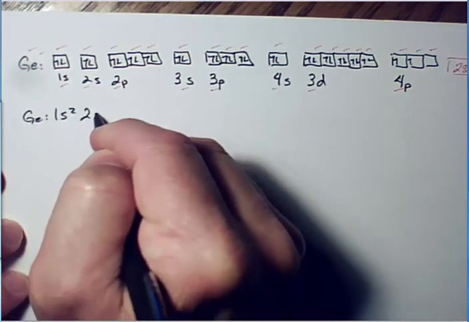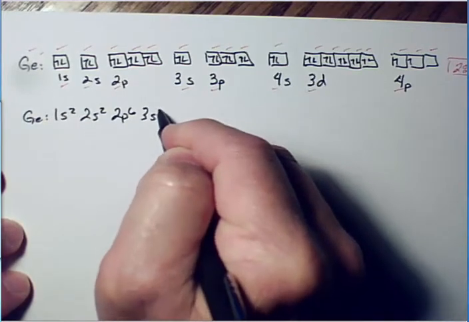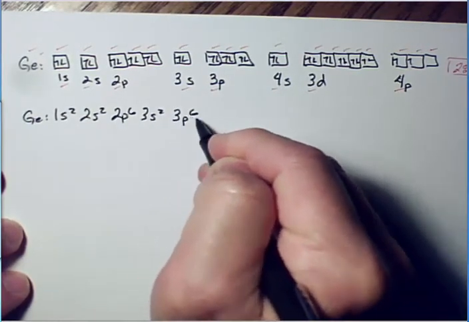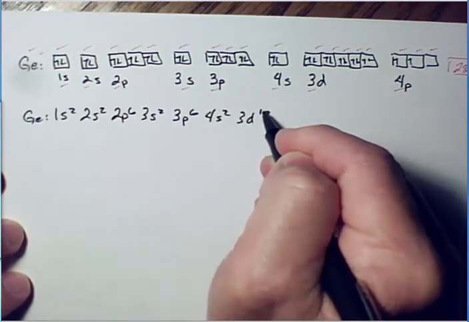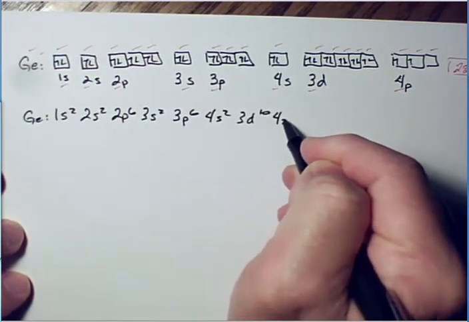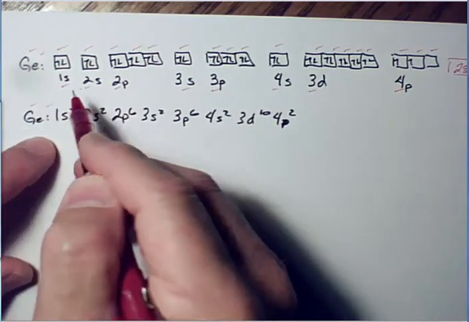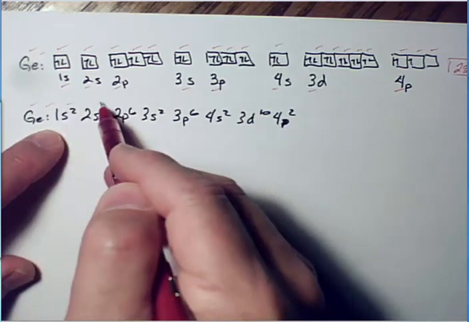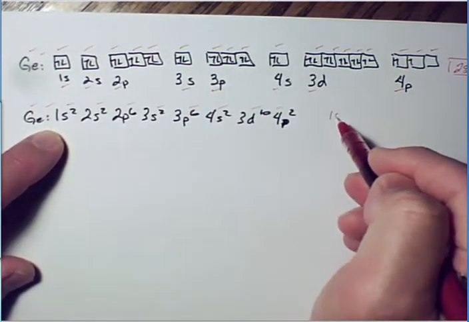1s2, 2s2, 2p6, 3s2, 3p6, 4s2, 3d10, 4p2. Okay? Element symbol colon. That's 2, 3, 4, 5, 6, 7, 8, 9, 10 points for this.